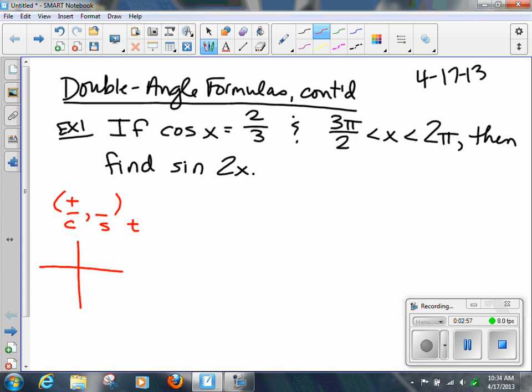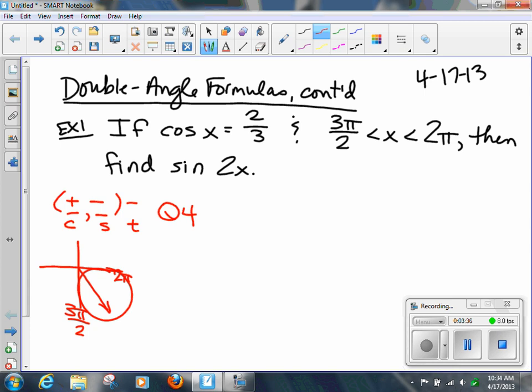3 pi over 2, if you remember back from your unit circle, 3 pi over 2 is down here at the base of the y-axis, and 2 pi is where? Here. So which quadrant does this angle fall? The fourth quadrant, which means now, here's my angle in the fourth quadrant. My signs are plus what? Minus minus. So cosine is positive, sine is negative, tangent is negative, right on?